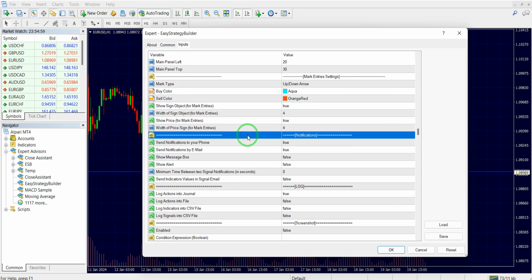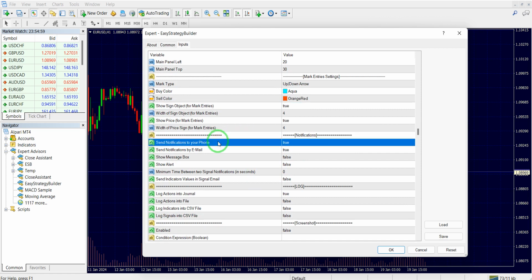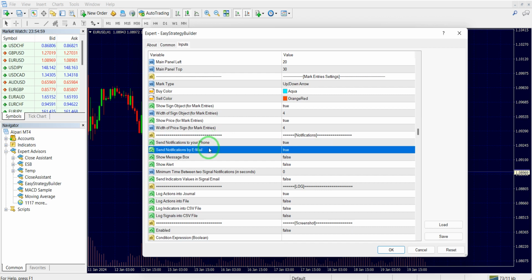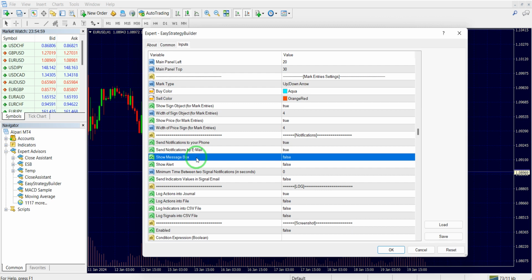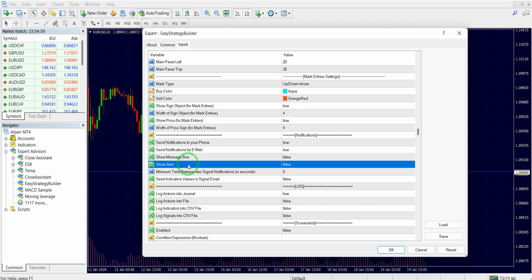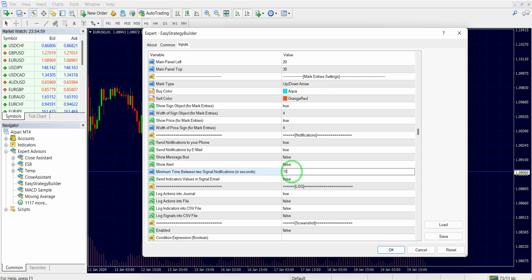About the notification, how to send you the notification: ESB can send it to your phone, can send the notification to your email, can show the message box per each signal or trade, can show the alerts and like that. And you can say, hey, don't send me the alerts for 10 seconds. After 10 seconds, send another one. So you can set it here also.